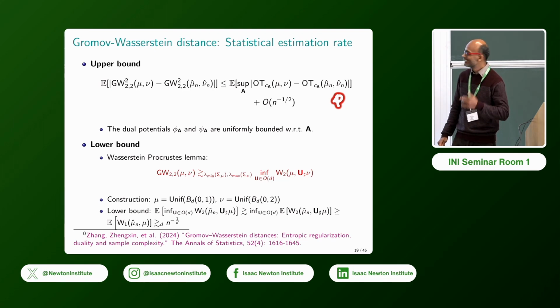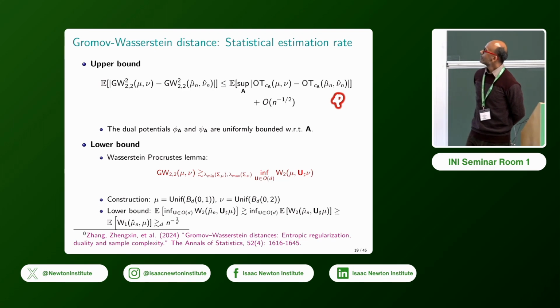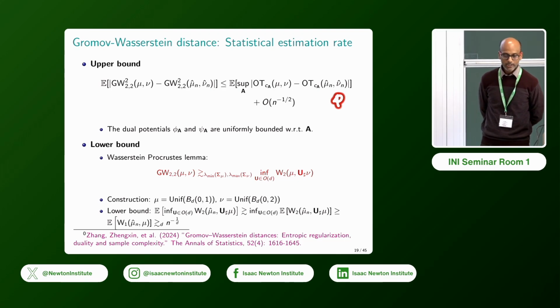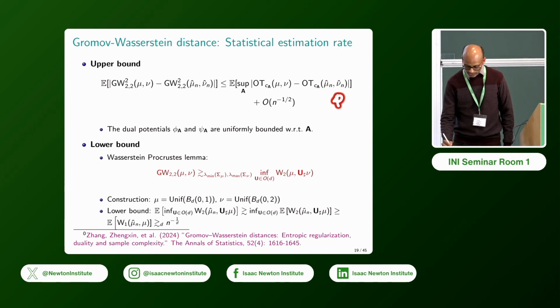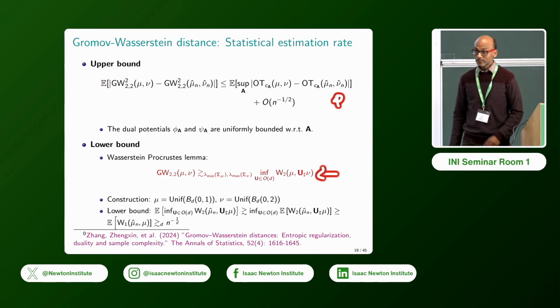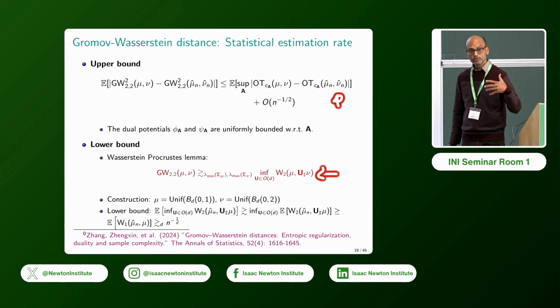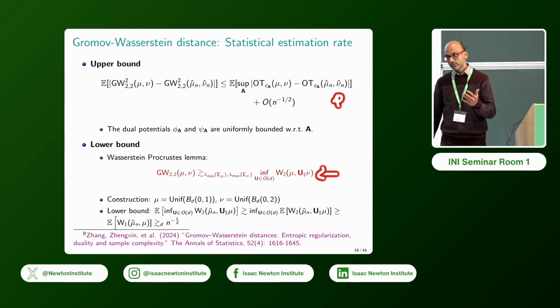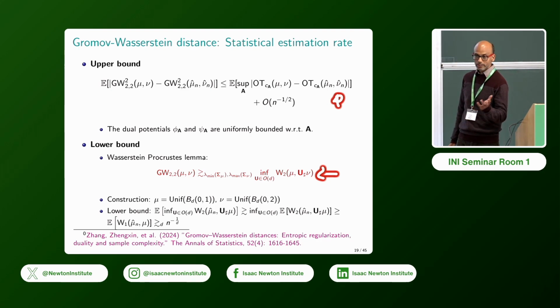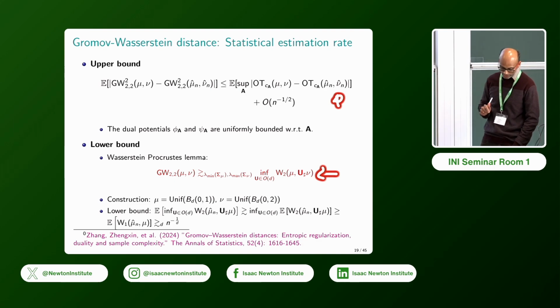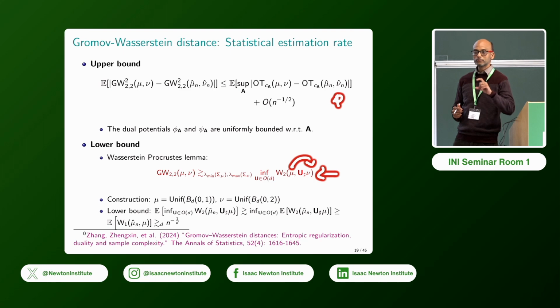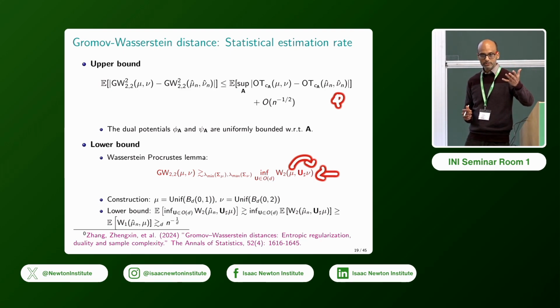Okay, so that is for the upper bound, and for the lower bound, the idea is this interesting side lemma. This lemma relates GW to W2, and it basically says GW is lower bounded by a Wasserstein Procrustes. All we are doing here is looking at the Wasserstein distance between mu and a transported version of nu, where the transported version is transported through an orthogonal matrix.